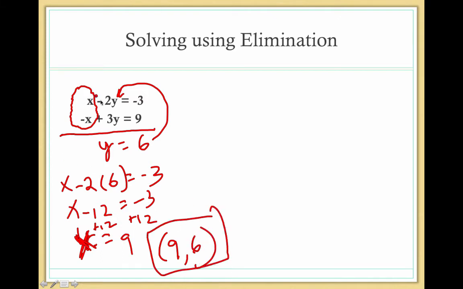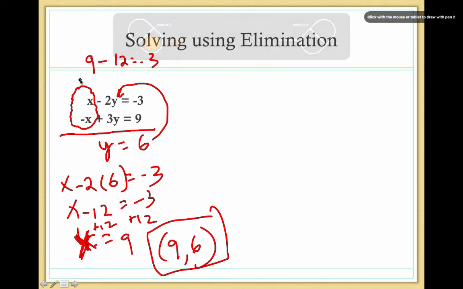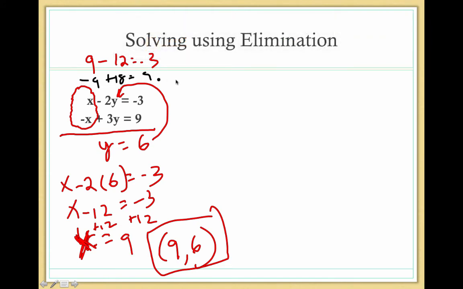We got to plug back in. Is 9 minus 12 negative 3? Yes. How about the other one? Negative 9 plus 18 is 9. Yeah, so they both check out. There is my solution. Isn't she lovely? Isn't it wonderful? Good times. Yes, one solution. Good.